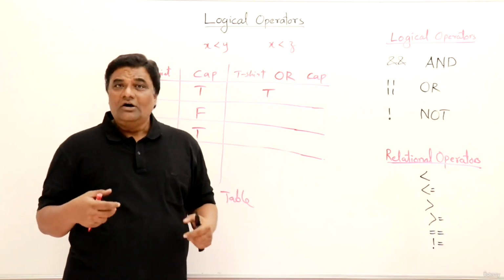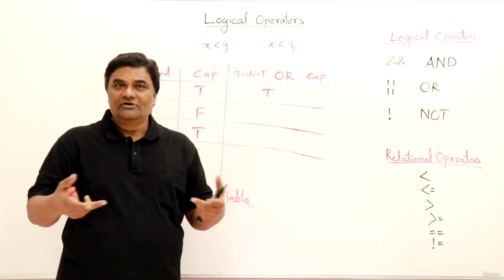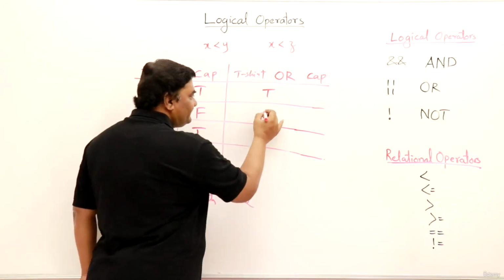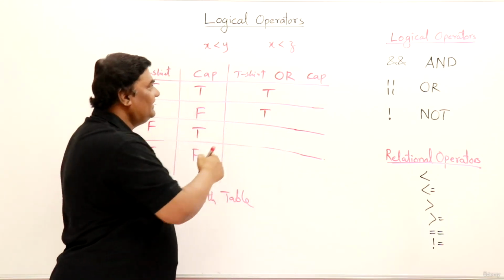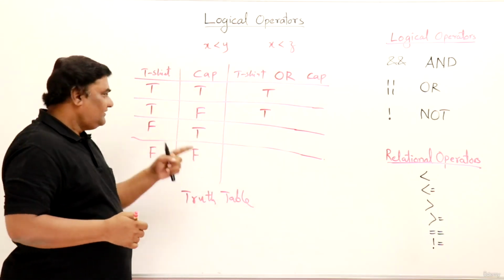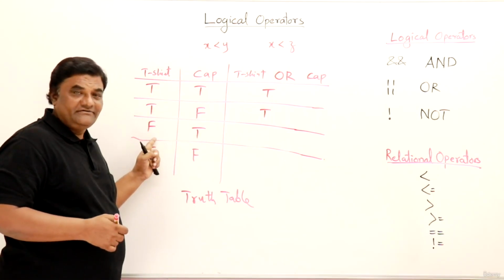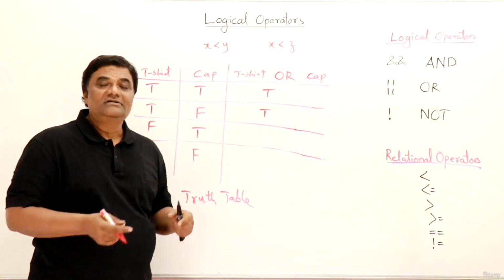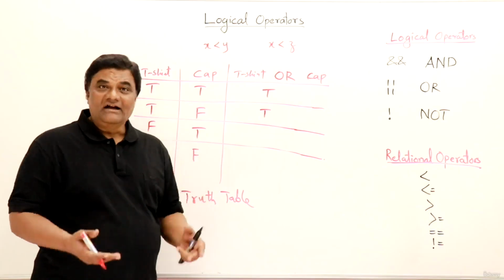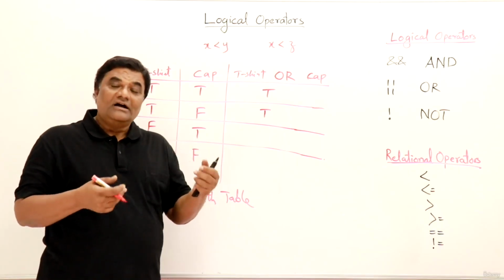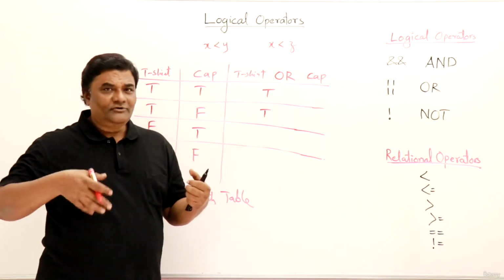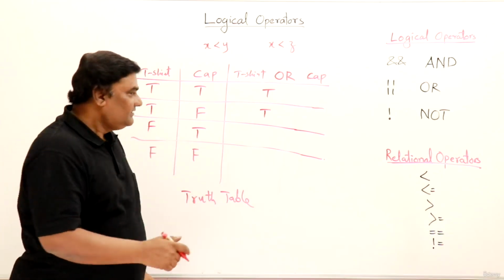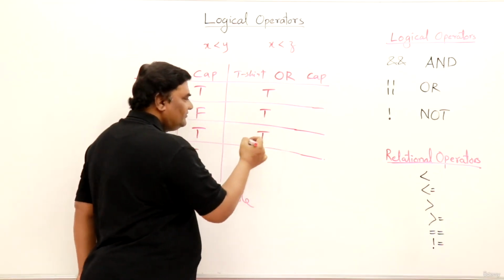Now let me complete the statement. I am wearing t-shirt or I am wearing cap. So OR means this one is true, right? T-shirt is true, so this is true. So in case of OR, this is true. Now let us come to the next one, the third one. See, false. I am not wearing t-shirt, suppose, but I am wearing cap. So if I tell the statement that I am wearing t-shirt or I am wearing cap, and I am not wearing t-shirt but I am wearing cap, then my statement is true because I said OR. So this is true.